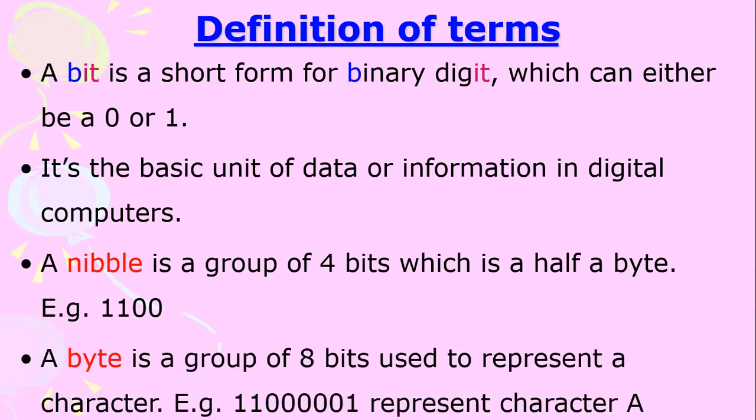A byte is therefore a group of 8 bits used to represent a character. An example is 1 1 0 0 0 0 0 1. This represents a character, which is in this case character A.